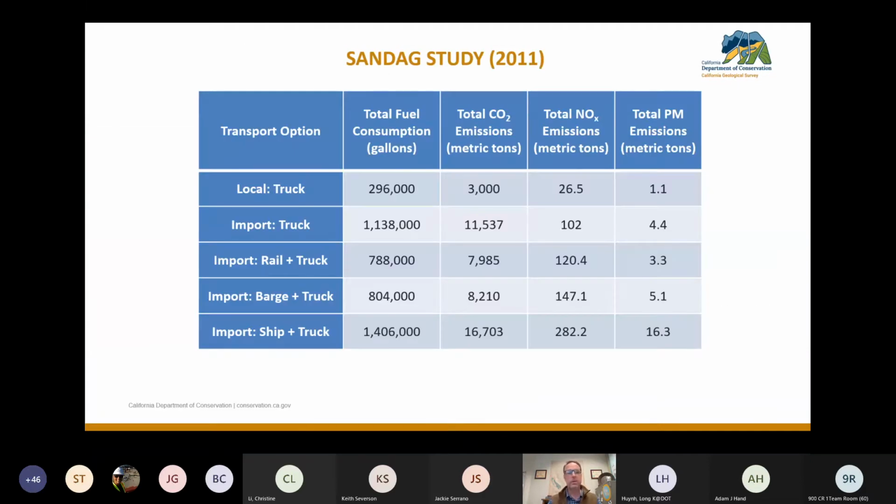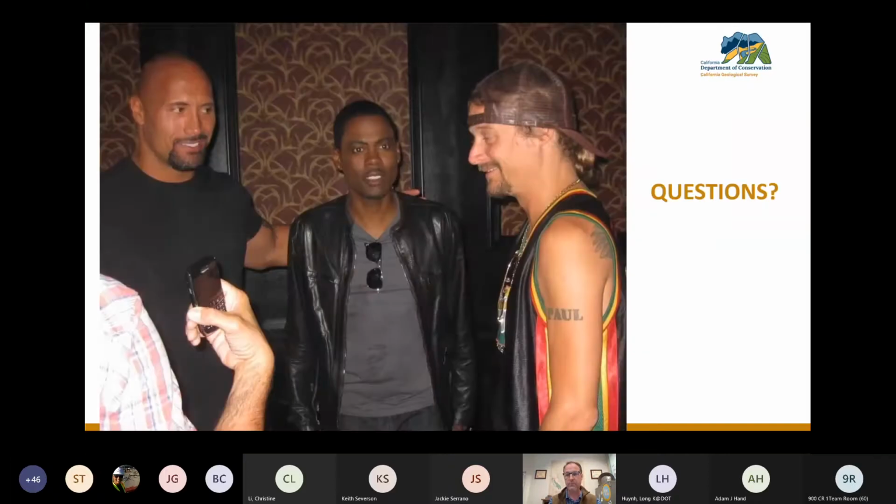San Diego did a really thorough study on this. They looked at transportation: rail, barge, ship, truck. Their conclusion was local truck by far is the best. Rail and truck, it could work. There are some impacts, but by far the greatest benefit is local resources. And that's all I got for you.